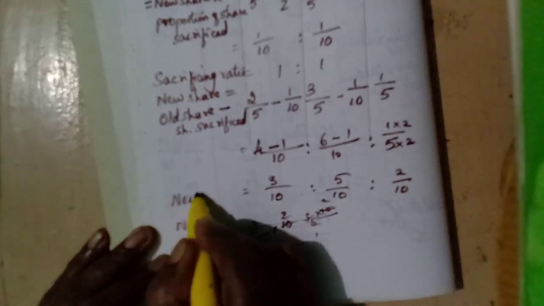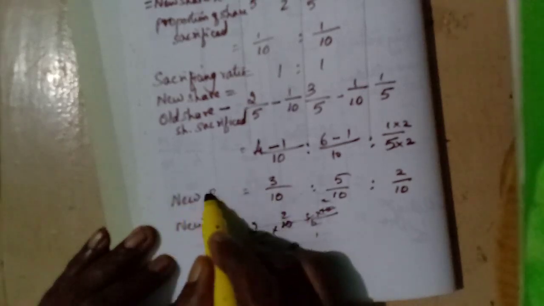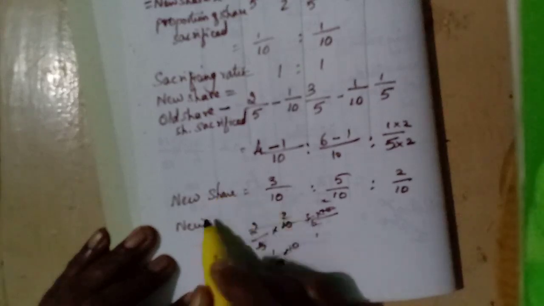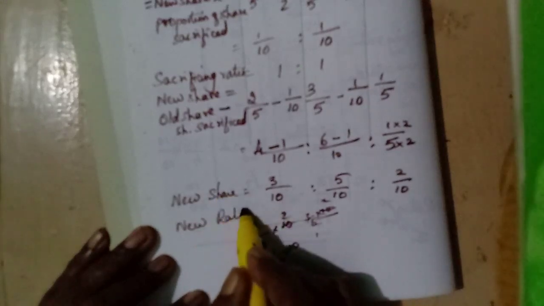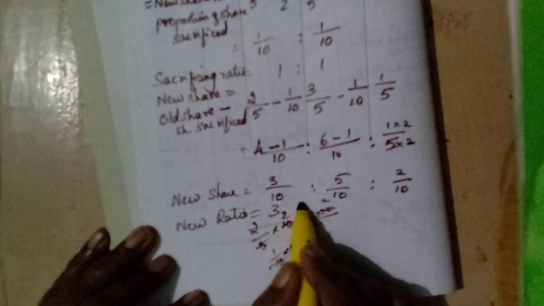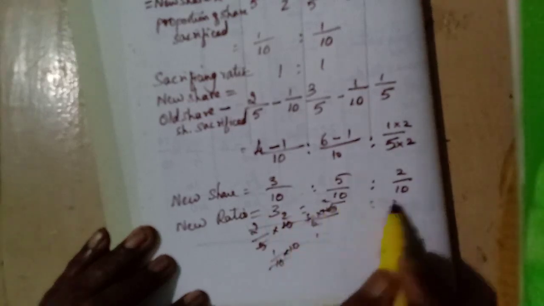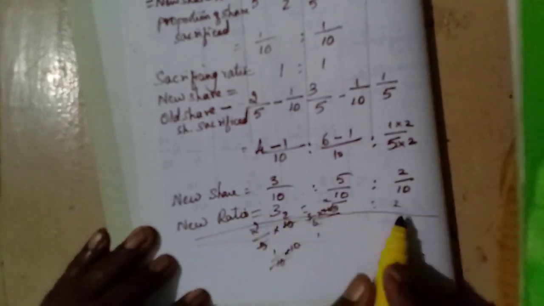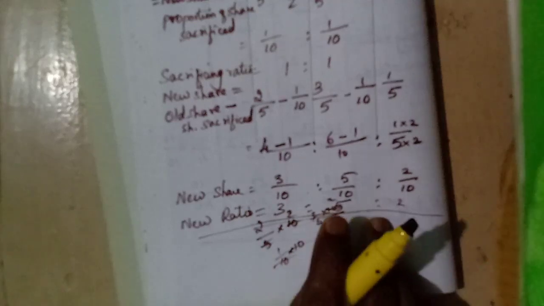This is the new share. New ratio 3:5:2. The calculation we have to do down. Okay, students? Understood.